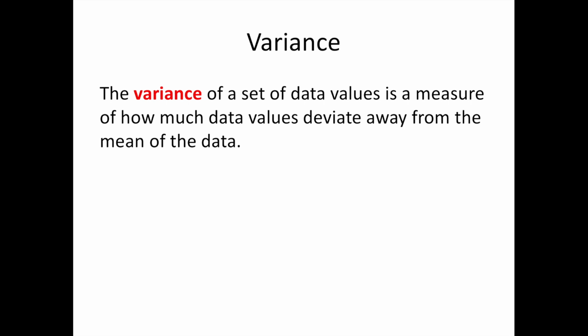Second is the variance. The variance of a set of data values is a measure of how much data values deviate away from the mean of the data. So how far are they away from the middle of the data set?